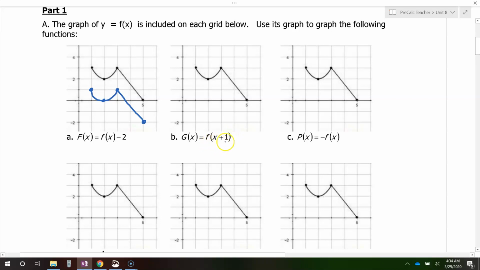Now, a +1 inside the function, this is that h value. So this is left or right, and positive is actually to the left. So you know what, maybe I should write this down actually. So a -2 right here was going to be down 2. Okay, a +1 in this position would be left 1. So that's going to go like bam, bam, bam, bam.